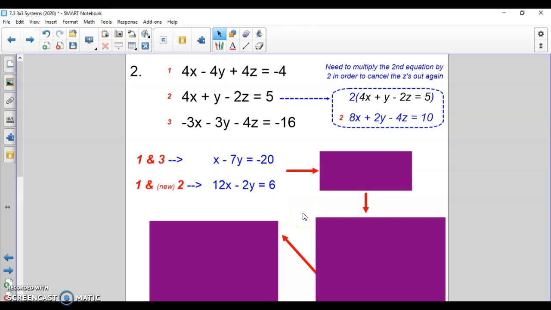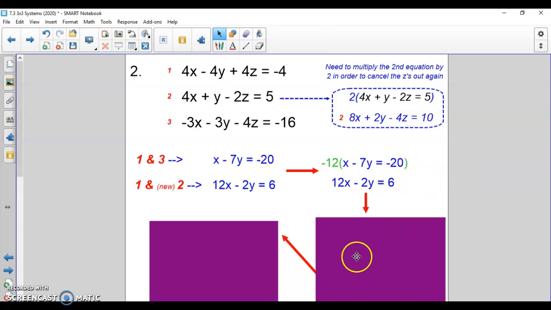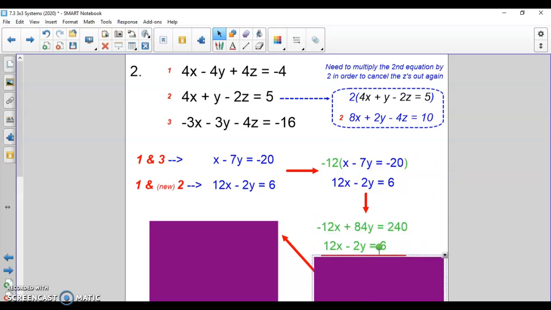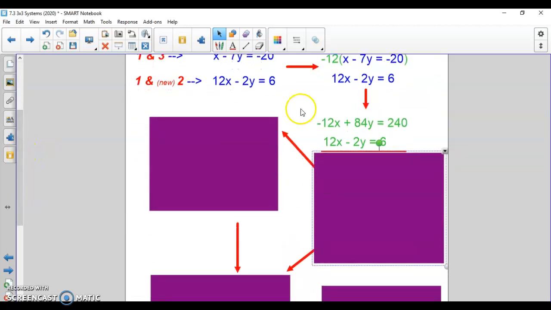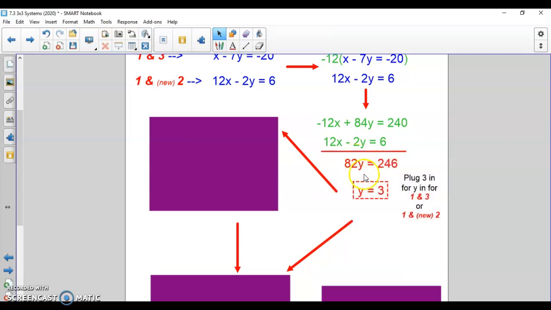Okay? Now I try and cancel out x or y. It doesn't matter. I like x because I only need to multiply the top equation by something, and that something is negative 12. So I do that. Get my resulting equations there. Add straight down. I deal with some bigger numbers just for a moment. 82y equals 246. Divide. We get real small real quick. We get y equals 3.